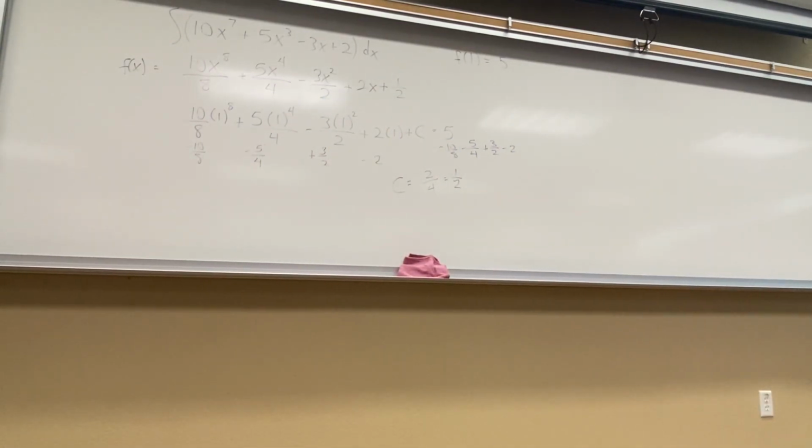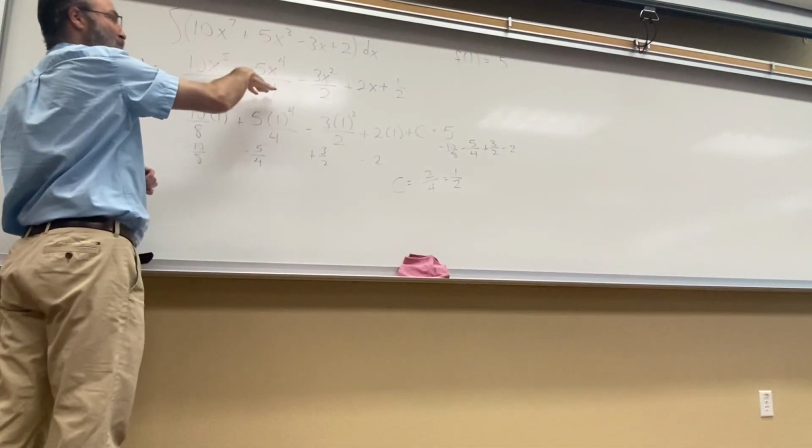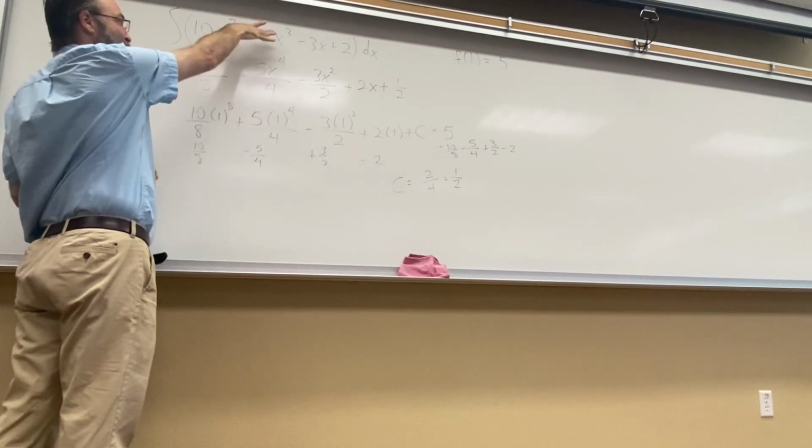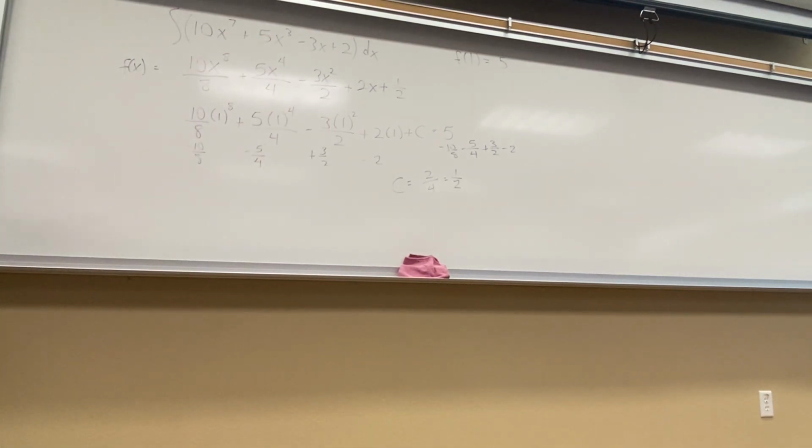Any questions? You say we're going to get the velocity? If we start with the velocity, we can use the antiderivative to get position. So this is velocity, and this is position. So this is how fast it's moving, this is where it is. Any questions?